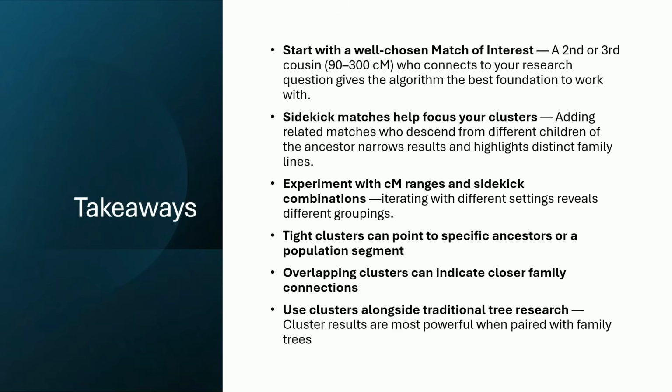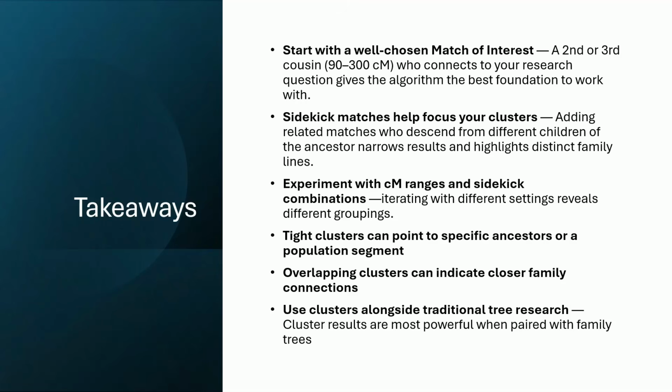The takeaways from this analysis are to start with a well-chosen match of interest. So a second or third cousin who connects to your research question gives the algorithm the best foundation to work with. And I found that that worked really well for me when I was creating my custom clusters. Even though the match I chose was a double cousin, it was still really helpful in creating clusters that I was able to use to find the Hancock cluster and the Ellis cluster. So it was exciting to have those new matches pop out.